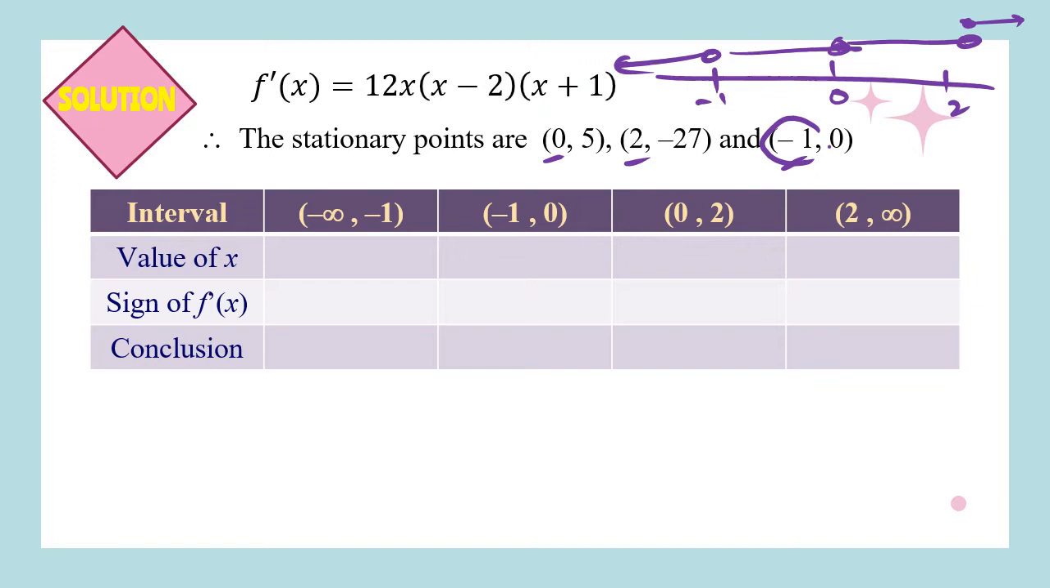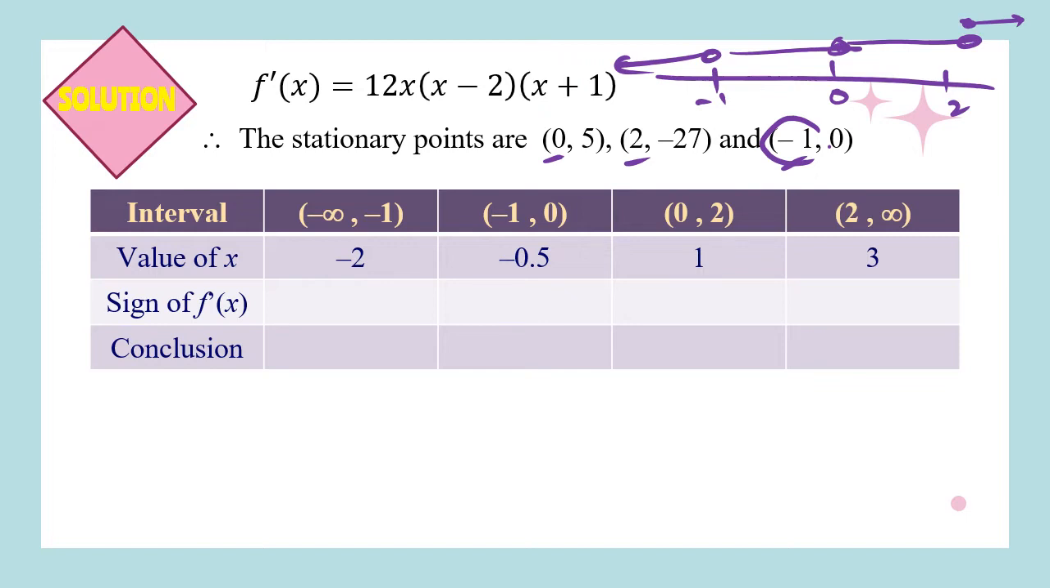So for the first interval, we can take negative 2. For the second interval, we can take negative 0.5. For the third interval, we can take 1. And the last interval, we can take 3. So these values are just examples. You just need to choose any value in the interval. So this is my choice.